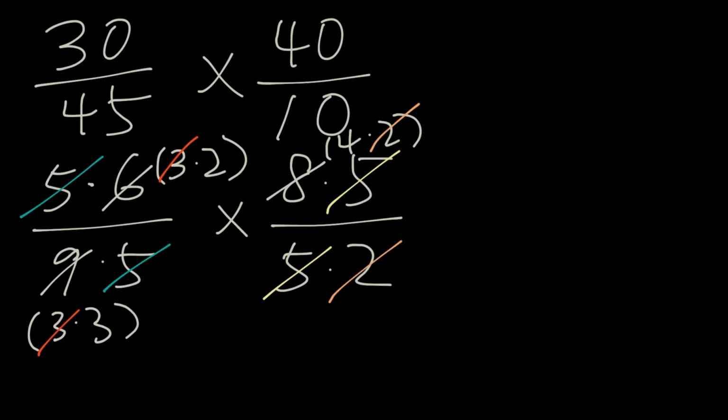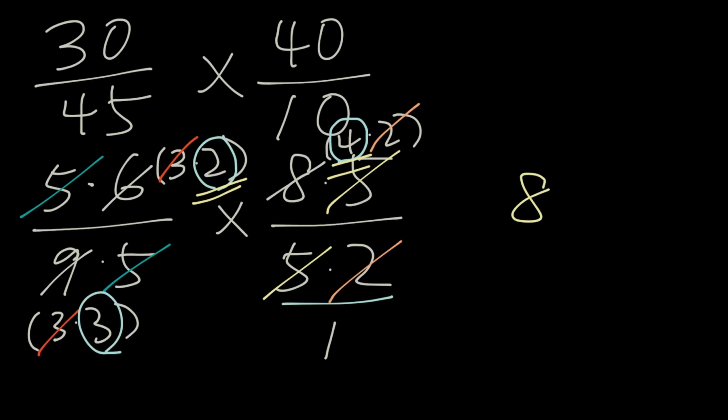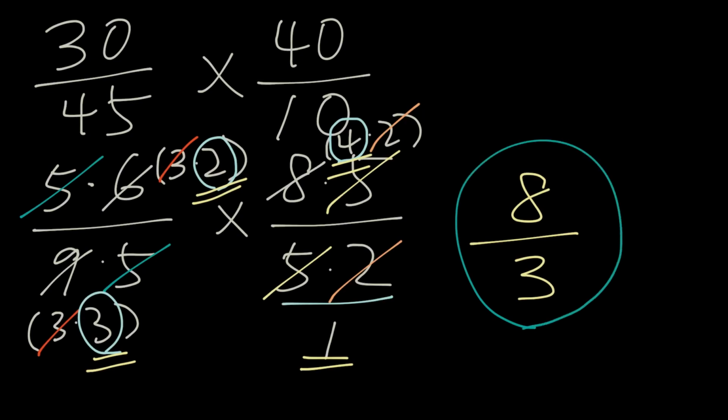Now what we have remaining is 4, 2, 3, and since the denominators here are all crossed out, we're left with 1. Then we just need to times them together. 2 times 4 equals 8. 3 times 1 equals 3. And we can't simplify anymore after this, so our answer is 8 over 3.